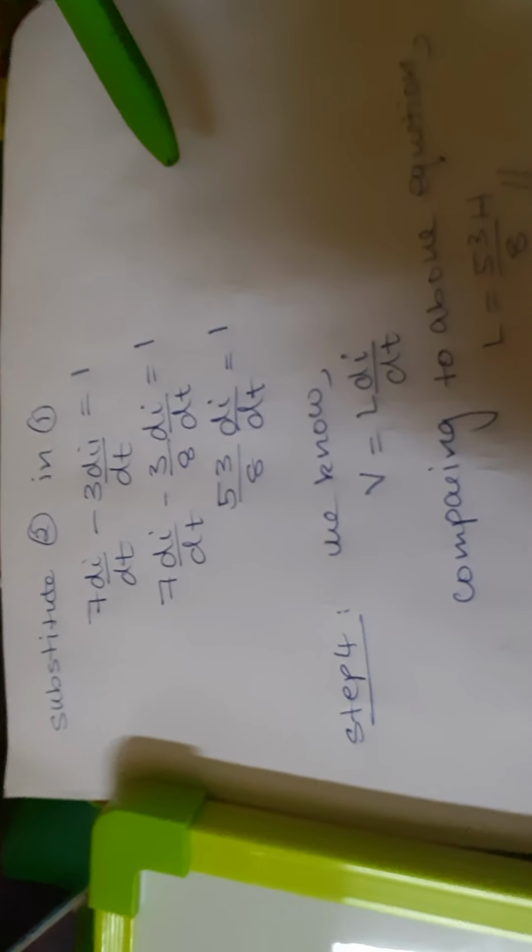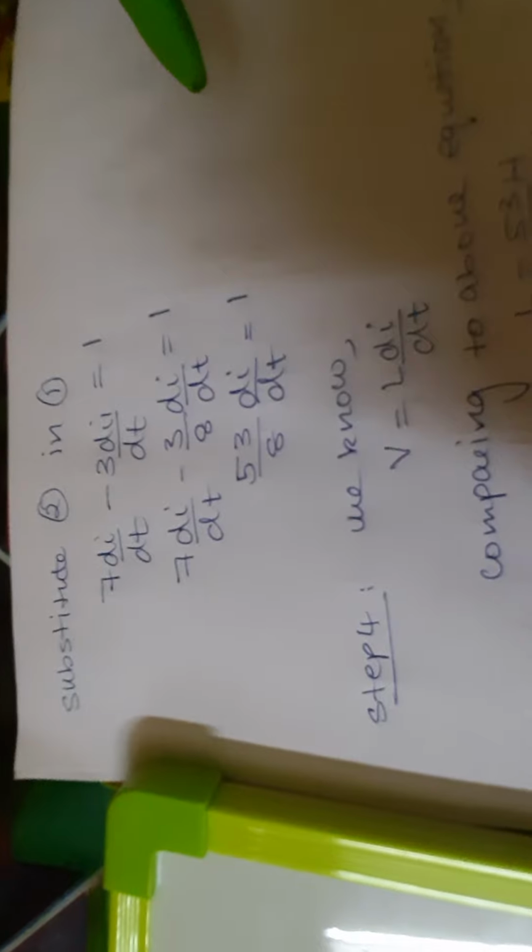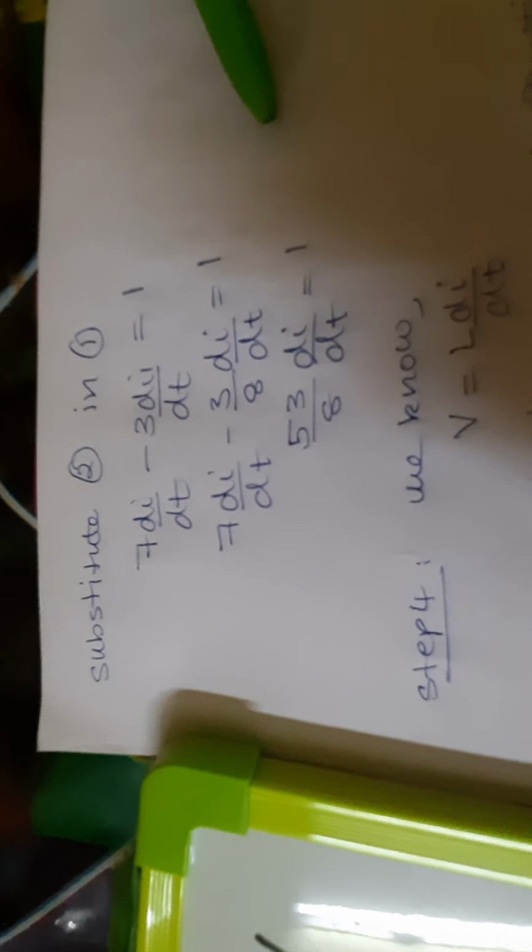di1 by dt equal to 1 by 8 di by dt. Now we have got a relation in the previous equation as di1 by dt is equal to 1 by 8 di by dt. Now we can substitute that in the first equation and after simplifying, we get 53 by 8 di by dt equal to 1. Now remember, in the starting I told V is equal to L di by dt. So if we compare, here V is nothing but 1 volt and L will be the equivalent inductance which we have got, which is 53 by 8. So our L equivalent is equal to 53 by 8.